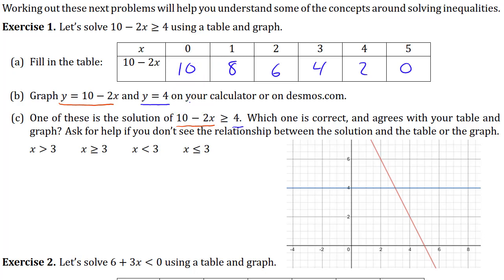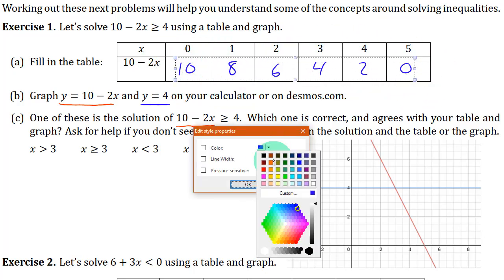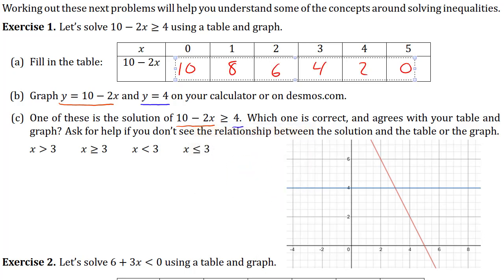Well, if x is 0, then that's a solution, because that would give you 10. I'm going to make these red to be consistent with the colors on the graph. Okay, so if x is 0, y would be 10, and 10 is greater than or equal to 4. So that's a solution. How about 1? If you plug in x equals 1, you're going to get 8 on the left side here. And is 8 greater than or equal to 4? Sure is.